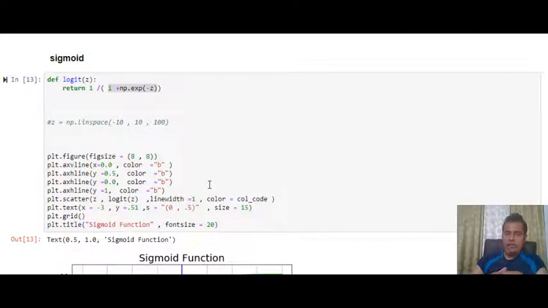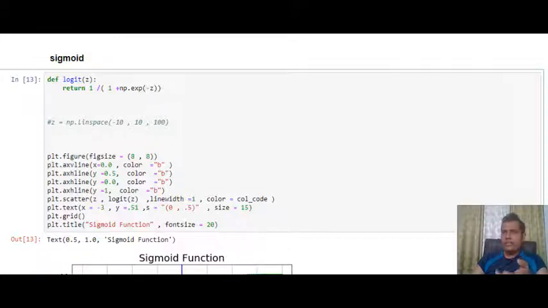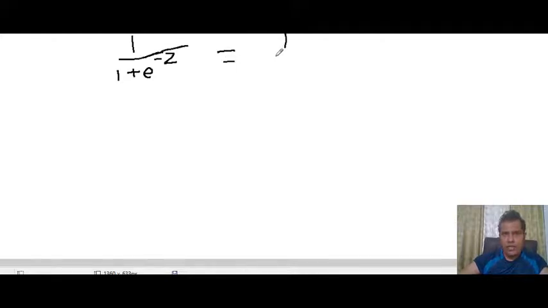Sigmoid function I have already discussed in detail in my previous video, but let me discuss it once more. Sigmoid function can be written as 1 upon 1 plus e power minus z. This can be written as 1 upon 1 plus 1 by e power z. And if you simplify it, it would be written as e power z upon 1 plus e power z. Sigmoid function can also be written as ln of p upon 1 minus p, where p is nothing but your probability.